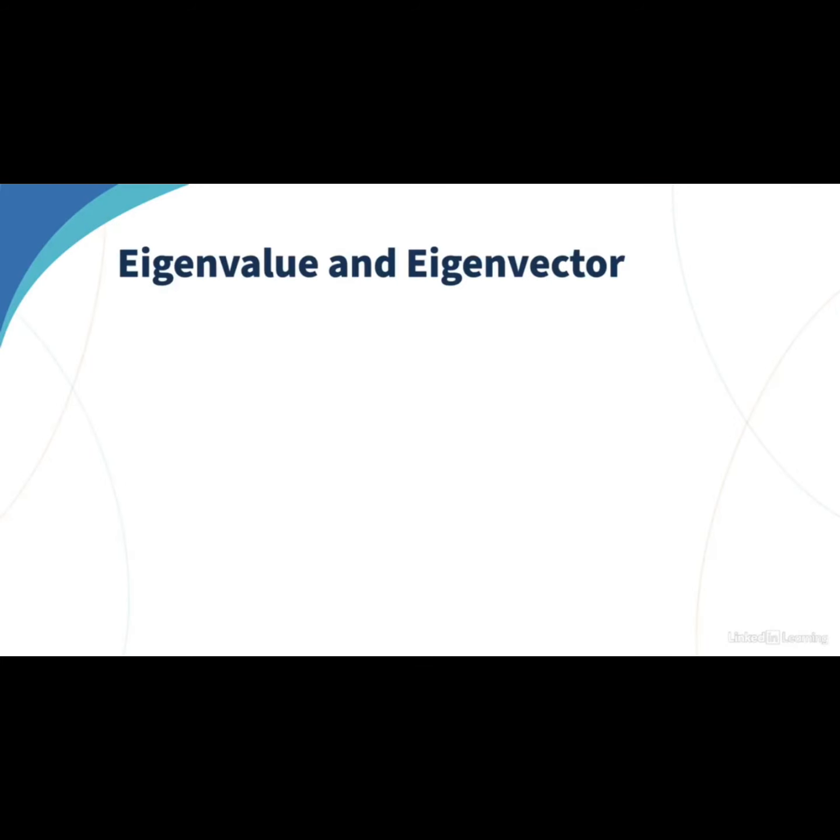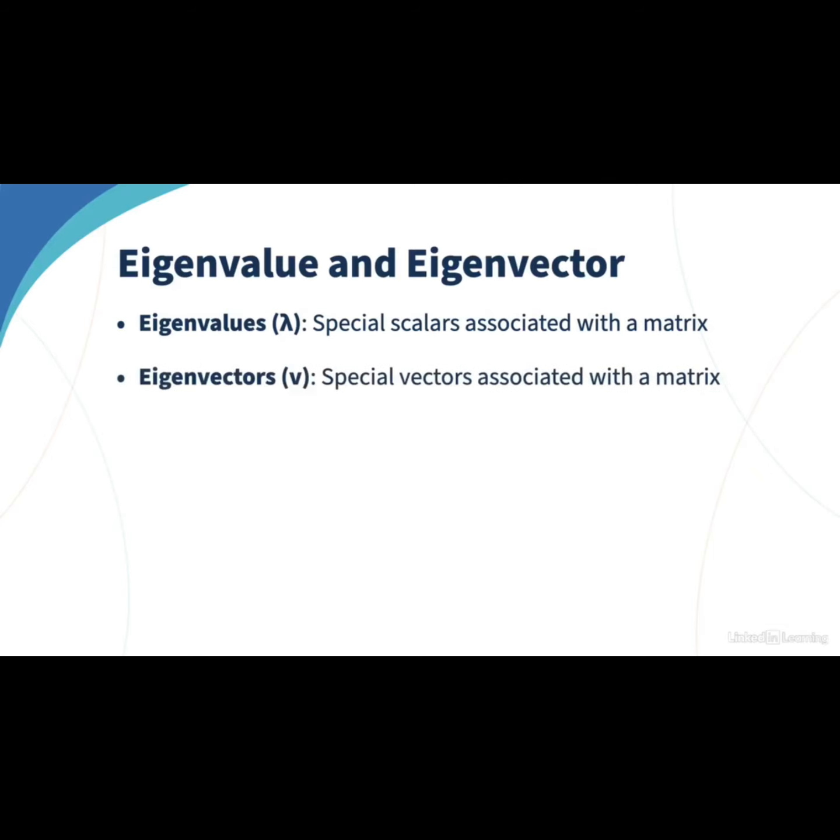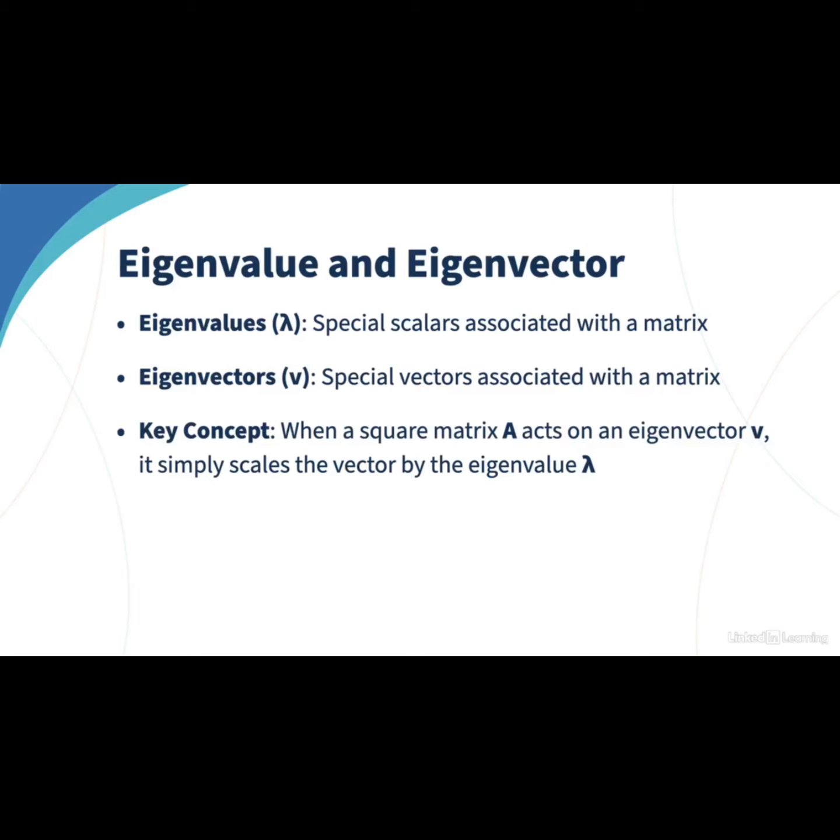What are eigenvalues and eigenvectors? They are special scalars and special vectors associated with a matrix. They are used in data analysis to reduce noise, in linear differential equations, and in engineering and science. The key concept is that when a square matrix A acts on an eigenvector V, it simply scales the vector by the eigenvalue lambda. The equation that we use is A multiplied by V, which is the eigenvector, is equal to lambda multiplied by V, where lambda is the eigenvalue.